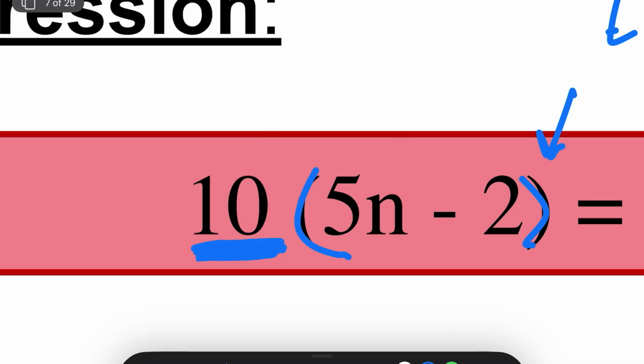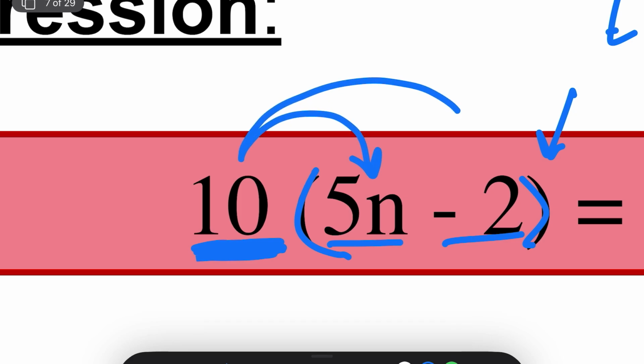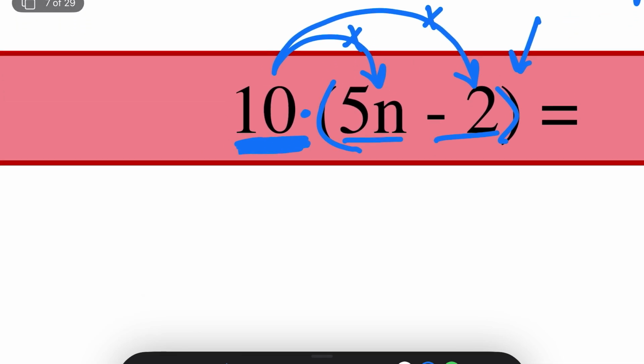So what are the terms inside the bracket? We have 5n and we have -2, or the 2 subtracted. So we need to distribute the 10 to both terms. When I'm distributing, the 10 is multiplied by each term, not the whole bracket alone. Now I need to multiply it by each term. Let's see how we can do that.